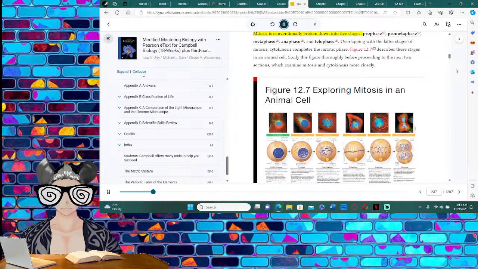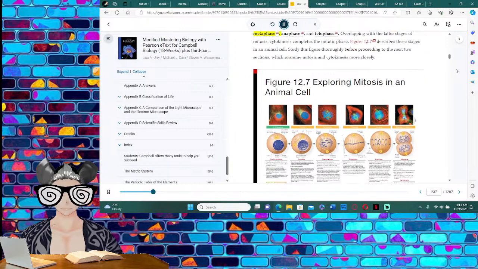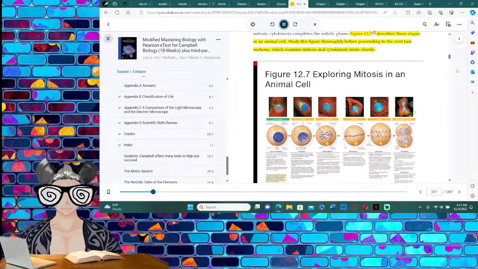Mitosis is conventionally broken down into 5 stages: prophase, prometaphase, metaphase, anaphase, and telophase. Overlapping with the latter stages of mitosis, cytokinesis completes the mitotic phase. Figure 12.7 describes these stages in an animal cell. Study this figure thoroughly before proceeding to the next two sections, which examine mitosis and cytokinesis more closely.